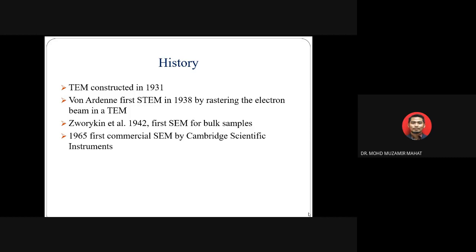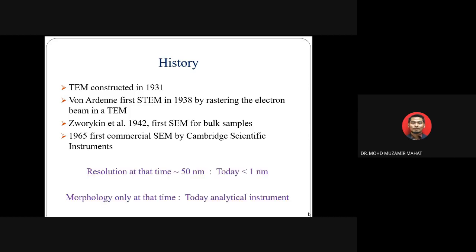And in 1965, the first commercial scanning electron microscope was introduced by Cambridge Scientific Instrument. And the resolution at that time is around 50 nanometers. And today, we will be able to get the resolution as less than 1 nanometer. This is like a huge transformation to reveal the structure and morphology of one particular specimen.